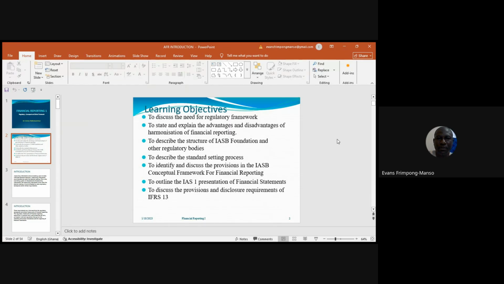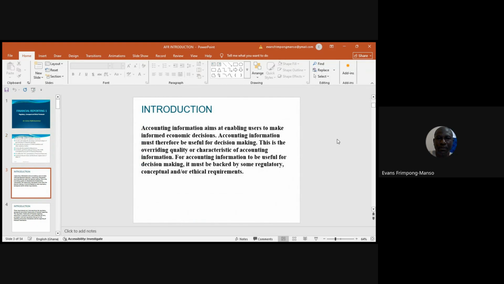number 13. IFRS 13 simply means fair value measurement. How do we value or place a measure on values? Either using historical cost, present value, current cost, or replacement cost. So how is fair value determined? We will look at that one also.